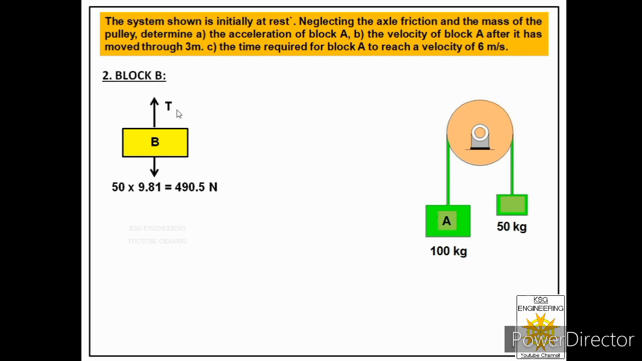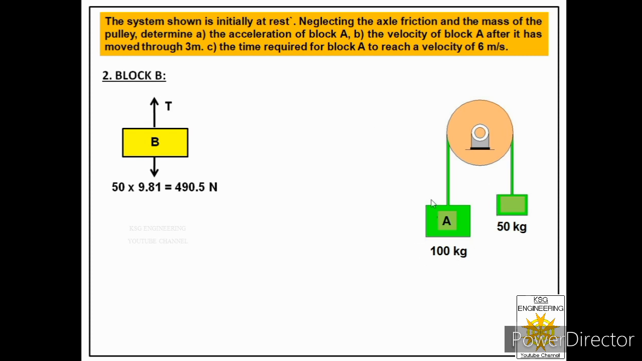So we have to show that tension also. Let us label that as T, which is the same as the tension we have shown in the free body of block A, because we are using the same cable over here. Now in the free body of block B, there are only two forces. One is its weight acting in downward direction. Second is tension acting in upward direction.